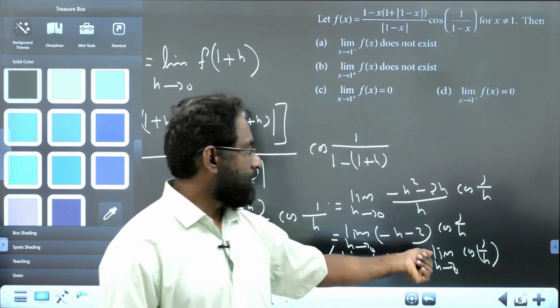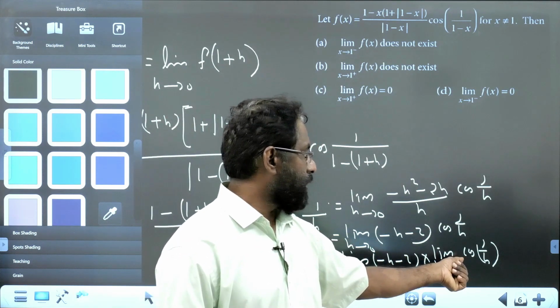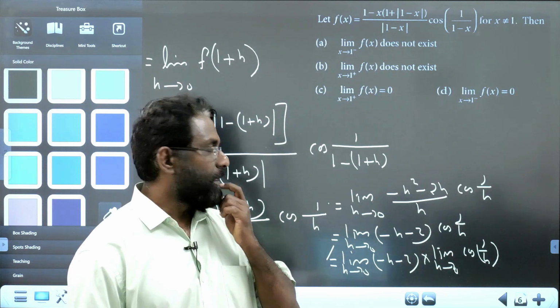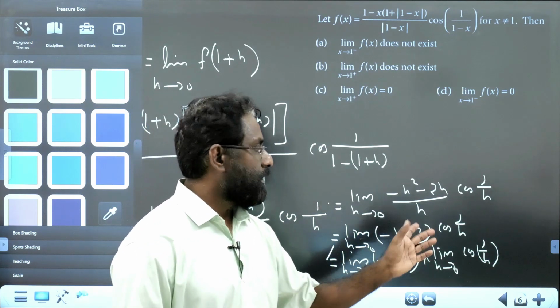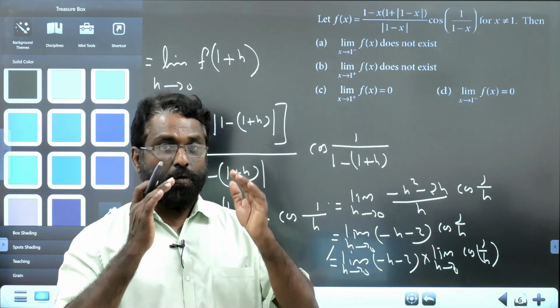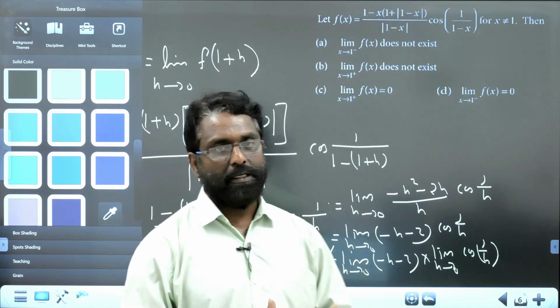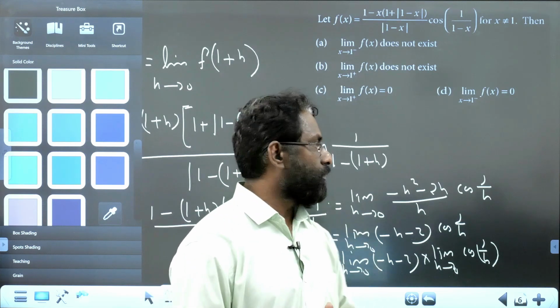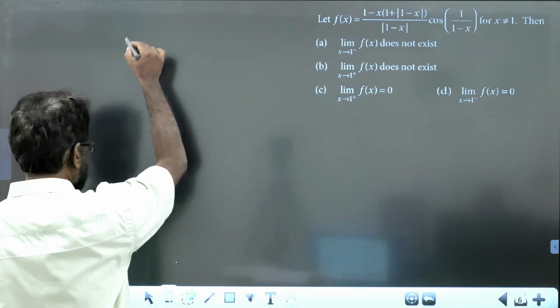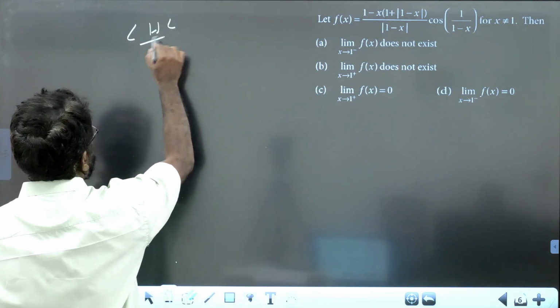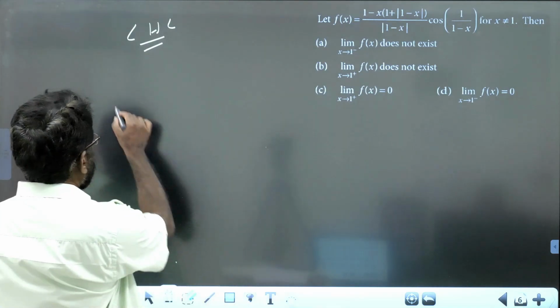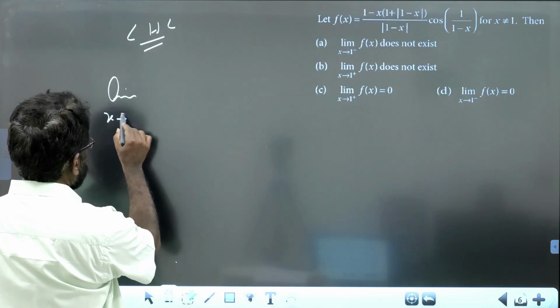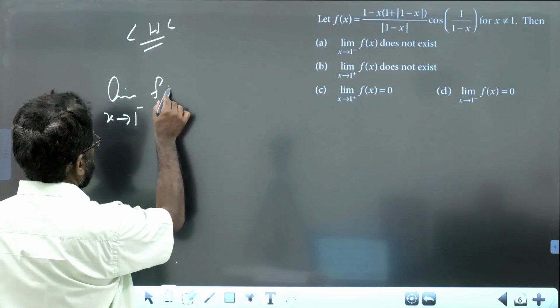Right? This is a very important function. Limit h tends to 0 of cos 1 by h doesn't exist because it is an oscillating function, oscillating in between minus 1 and plus 1. That is the main reason. Okay. Then the concept of LHL. Limit x tends to 1 minus f of x.